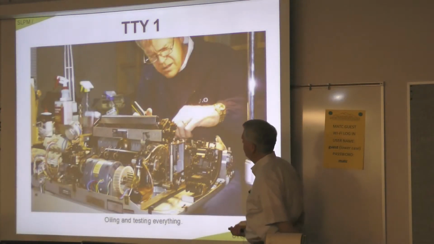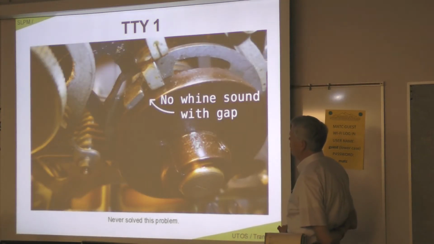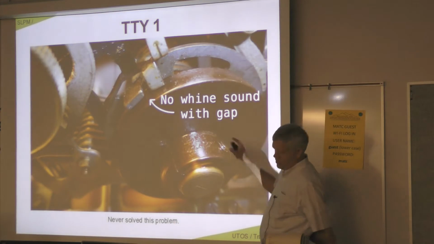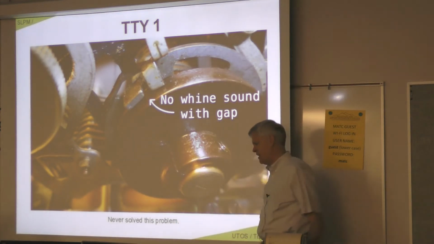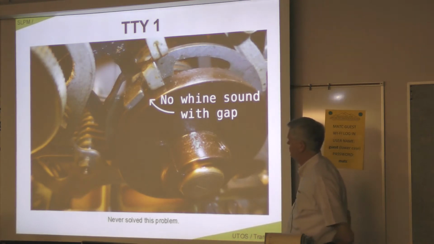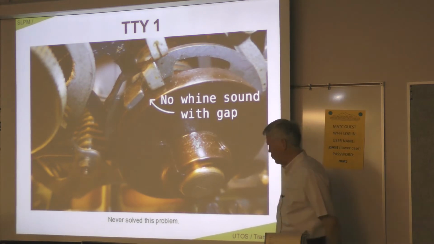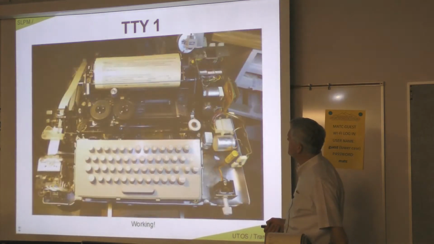So here I am oiling it, testing it, making sure it all works. I did have one problem with this clutch. I had a whine sound when there was a gap, and I sent out to the community and said, look, what's going on here? There was no consensus on how to fix it other than to replace the clutch, which I didn't want to do. And it wasn't affecting the operation, so we just left it. But you try to fix as much as you can.